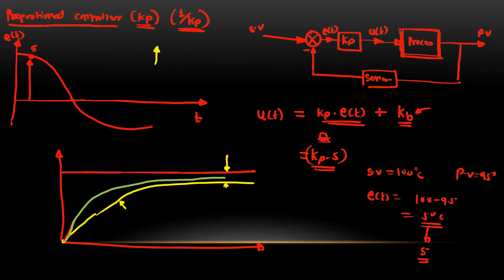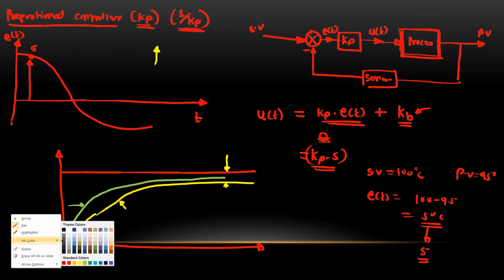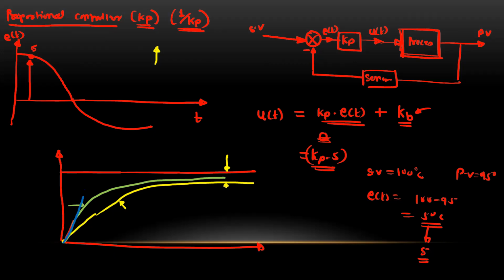So you can compare these two responses. This one is giving the fast response, and it also minimizes the error. But sometimes if you increase the Kp beyond the optimum value, then the system may oscillate. So you can have a response like this, and it will become oscillatory. It will reach the set value, but the response will keep fluctuating about the set value. So this is the effect of the Kp value.